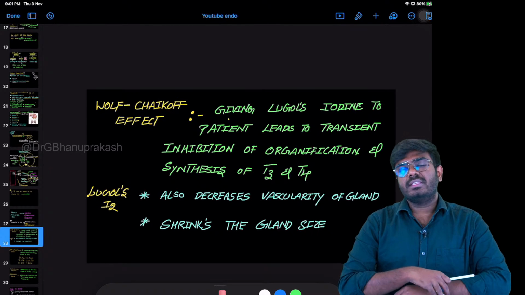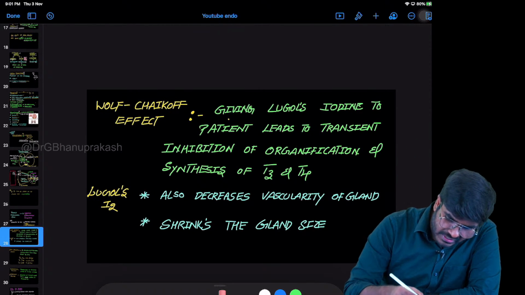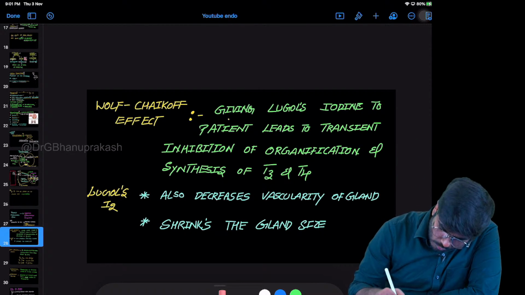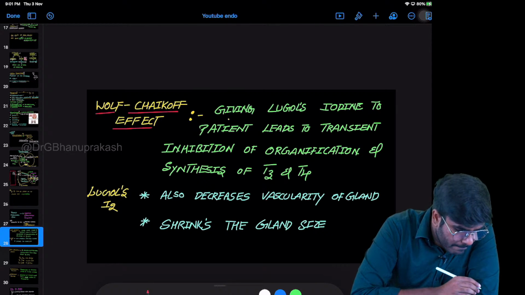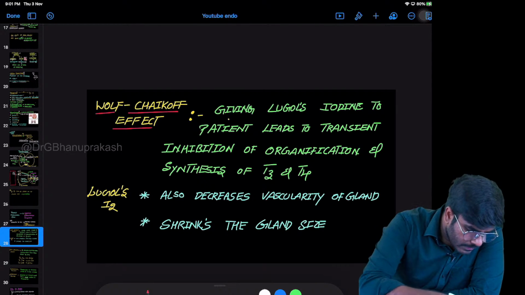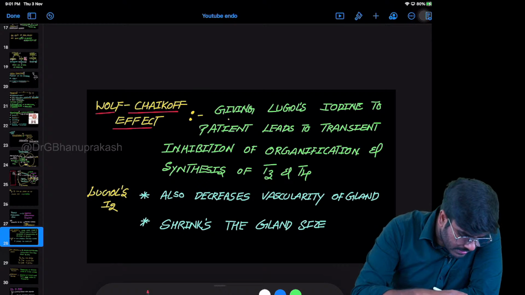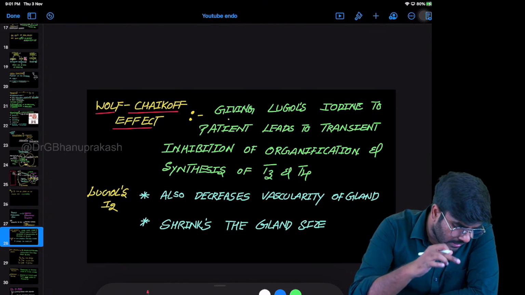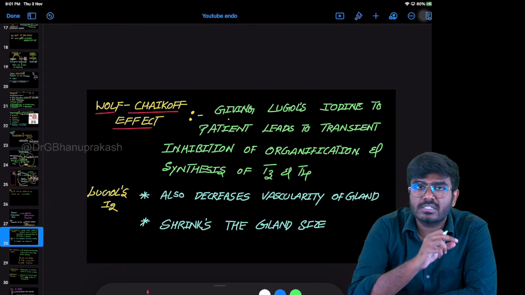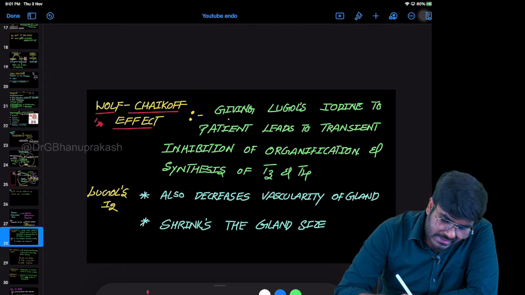Now, after discussing this, let's talk about a few more important effects which you need to know. Sir, what exactly is the Wolff-Chaikoff effect? Have you ever heard about the Wolff-Chaikoff effect? Guys, I'm asking you. And why is that effect especially important as a surgeon? You need to know what exactly this Wolff-Chaikoff effect is.